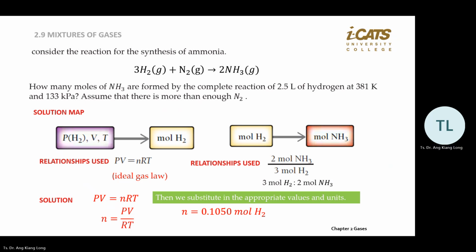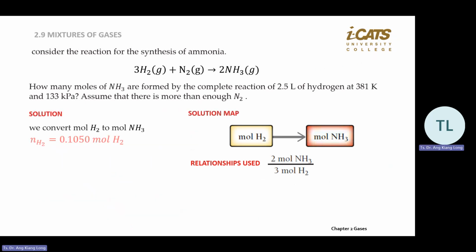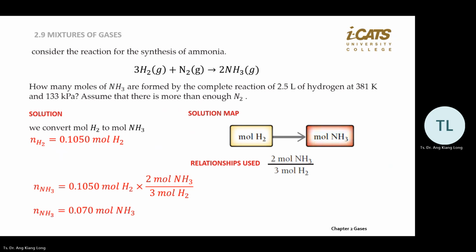Yeah, it's just a background calculation. If you don't know. Okay, I substitute 0.1 multiply 2 divided by 3. I already show you on the whiteboard. The 2 above, the 3 below. At the end, the answer is 0.07 mole NH3.